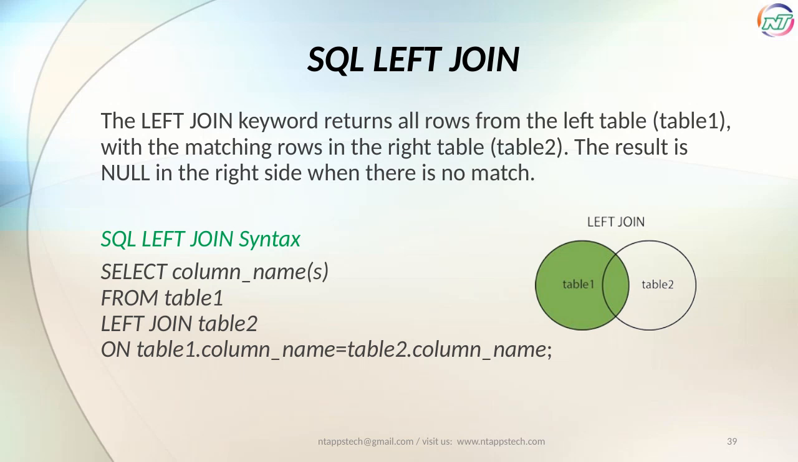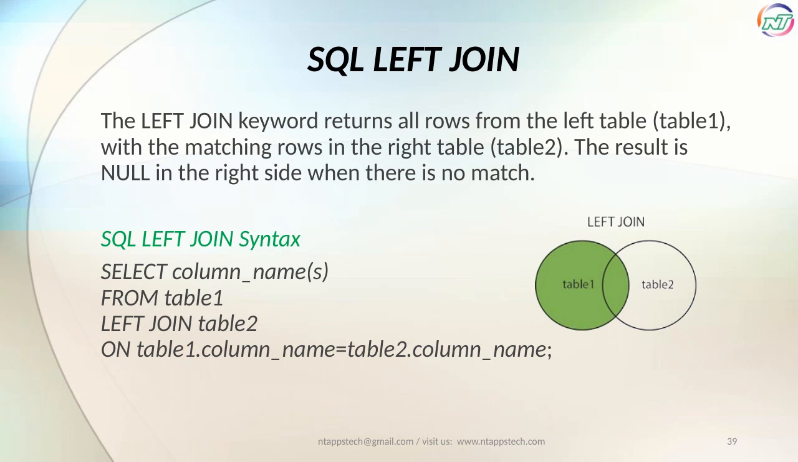A left join returns all the rows from the first table, which we call the left table, and matches them with rows from the second table, or the right table, based on a related column. When there isn't a matching row in the right table, the result still includes the row from the left table, but with null values for the right table's columns. This is helpful when you want to see all records from one table along with related info from another, even if some of that related info doesn't exist.